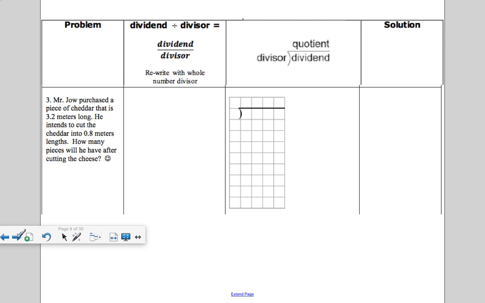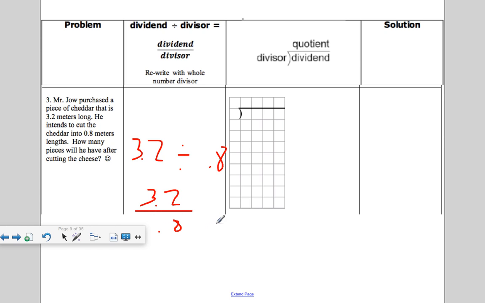Number 3, Mr. Joe purchased a piece of cheddar that is 3 2/10 meters long. He intends to cut the cheddar into 8/10 meter lengths. So I'm going to cut them into little chunky groups. How many pieces will he have after cutting the cheese? So I'm going to cut the cheddar cheese. So how many do I have left? So 3 2/10, I'm going to write it in fraction form.